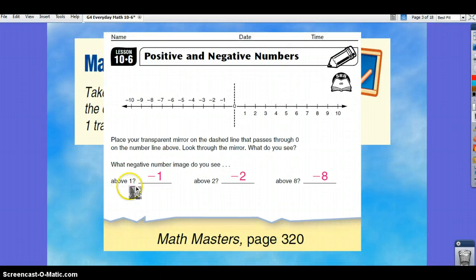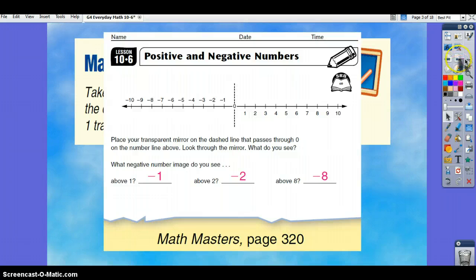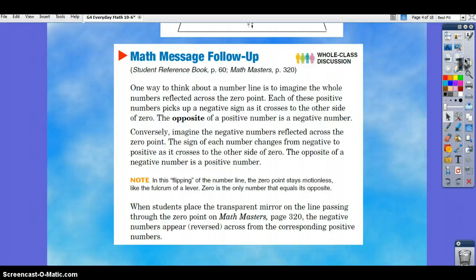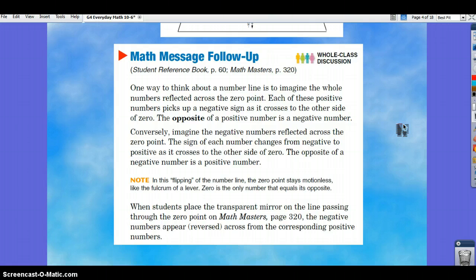Hopefully you notice that above the 1 was a negative 1, above the 2 was a negative 2, and above the 8 was a negative 8. If you didn't see that, go back and look at it a second time. I want you to learn this: one way to think about a number line is to imagine the whole numbers reflected across the 0 point. Each of these positive numbers picks up a negative sign as it crosses over to the other side of 0. The opposite of a positive number is a negative number.